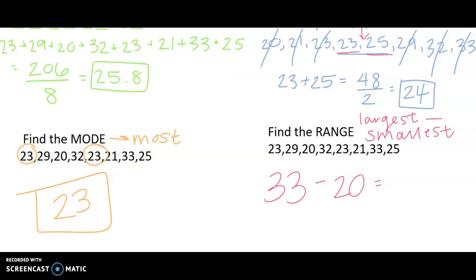We're going to get 13, Miss Musselman. 13 is our range, and that's it. Okay, so we found our range. Is that really it, Miss Musselman? Was it that easy? It was that easy.